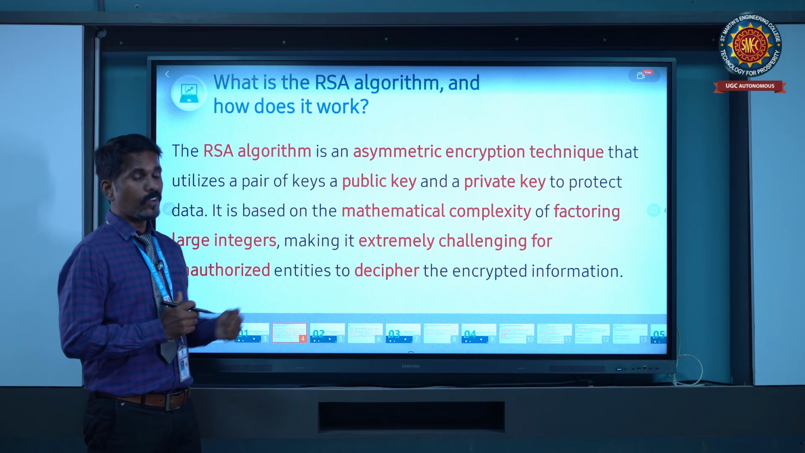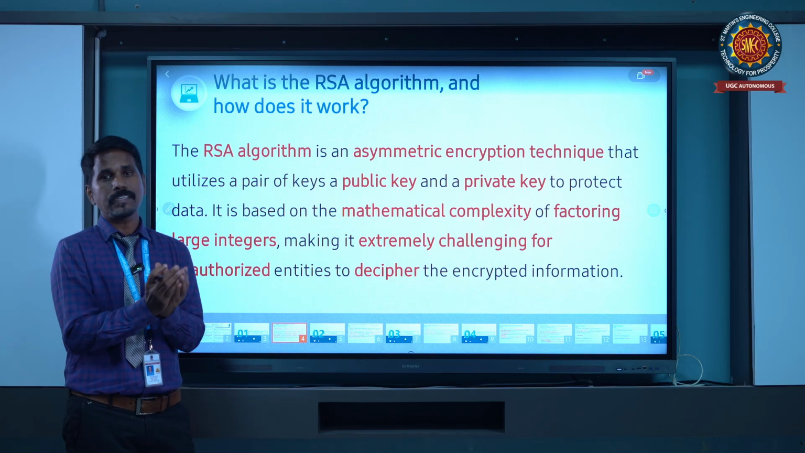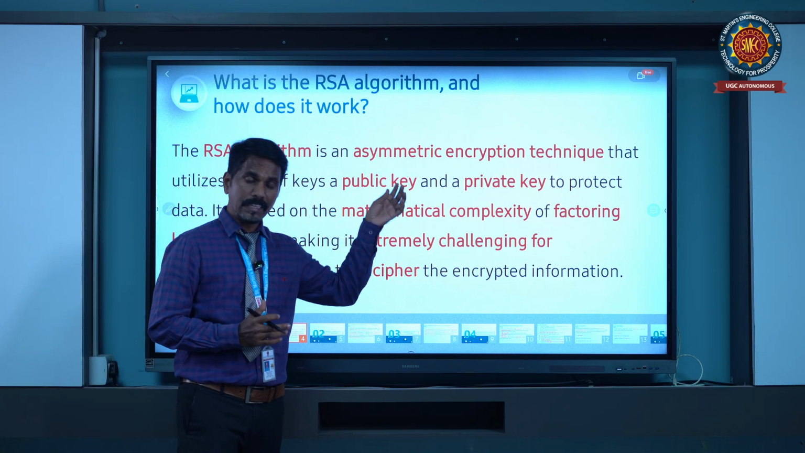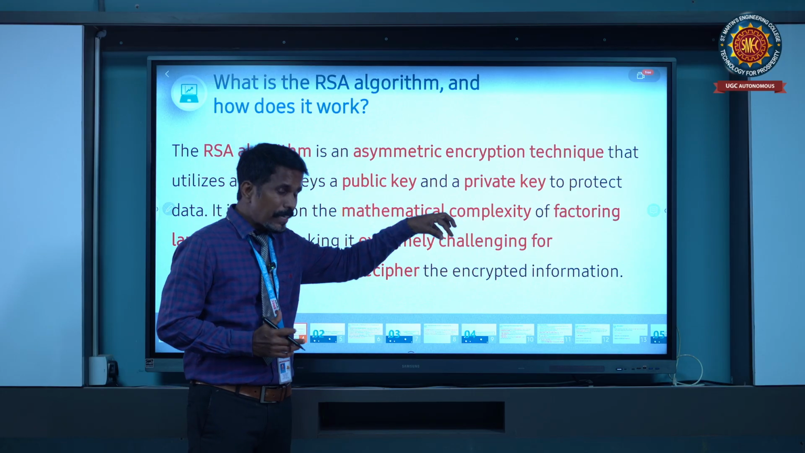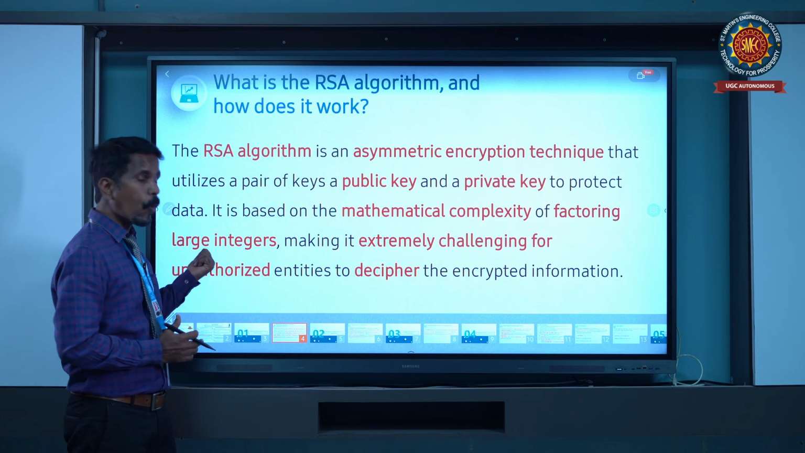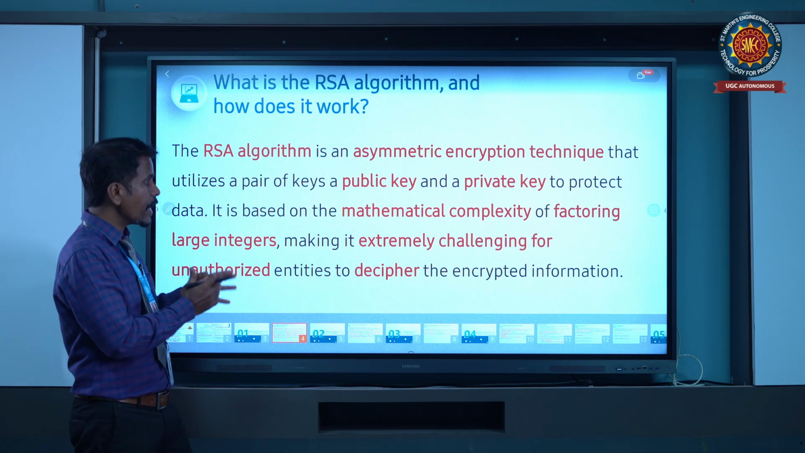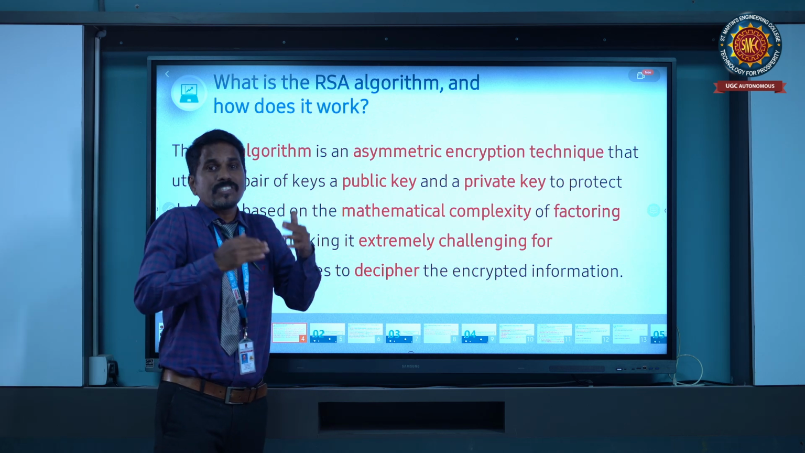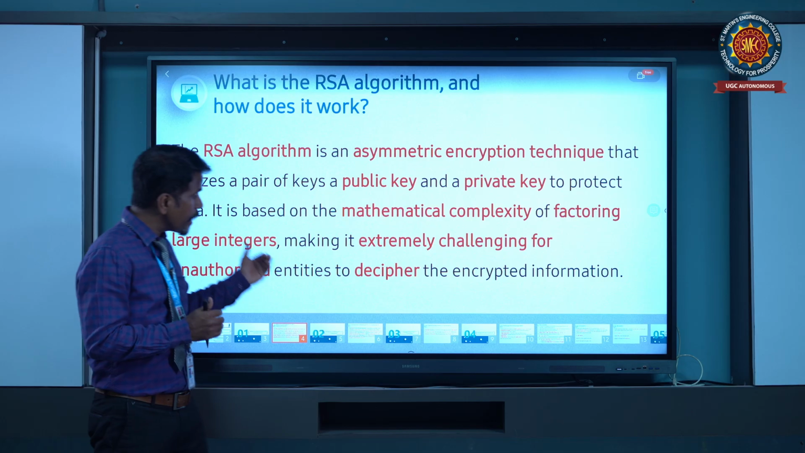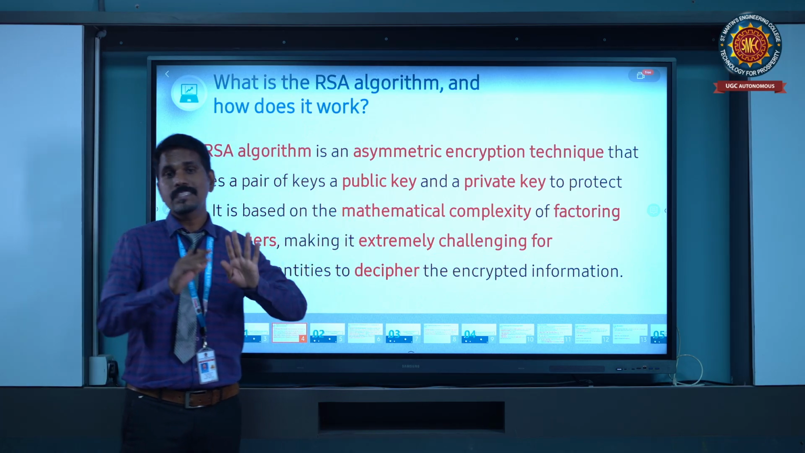Why is this RSA algorithm popular? Because of its fully mathematical components. It contains mathematical complexity. Particularly, what it does is the factoring of large integers. This is an important one. Using this, we can make it an extremely challenging process for unauthorized entities to decipher the encrypted information.